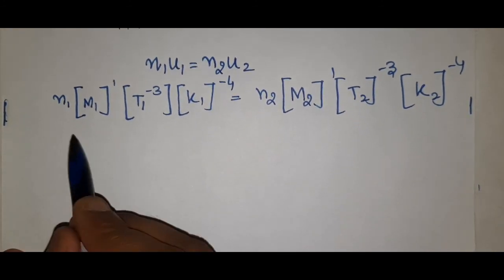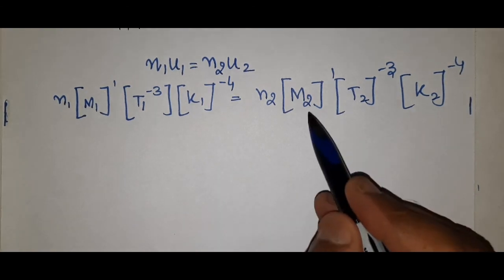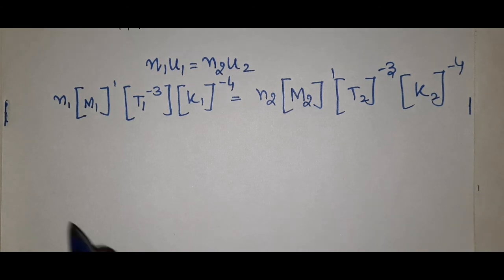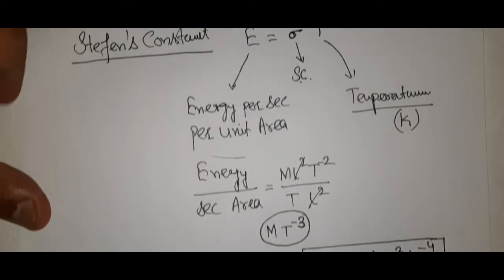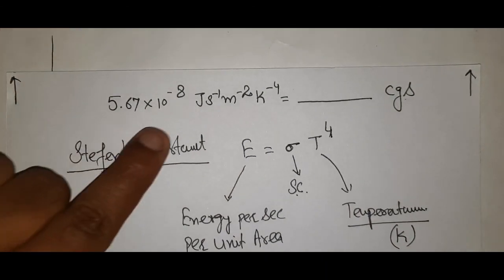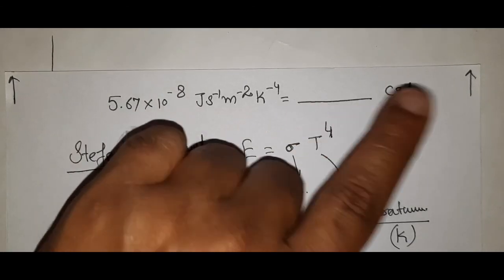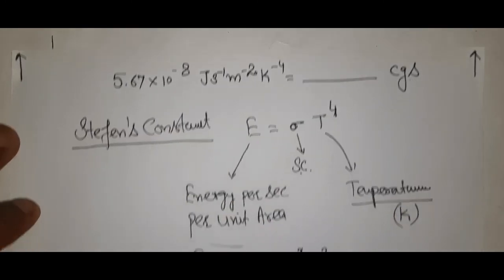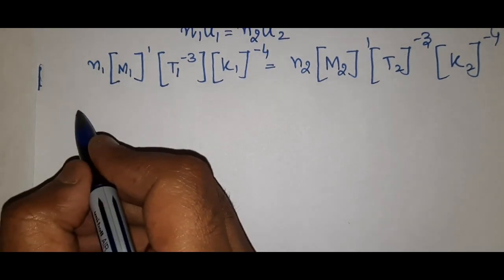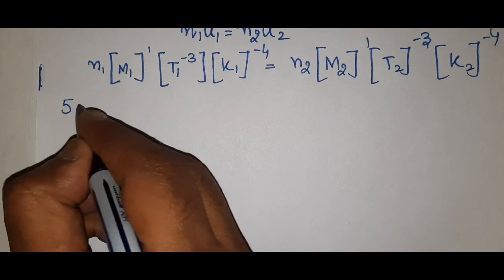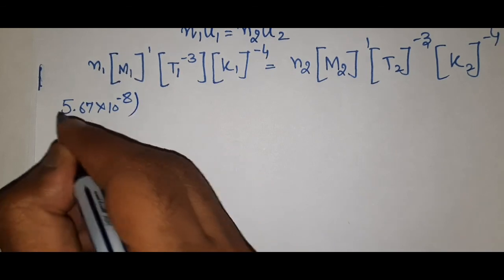Now placing all the values. Once again, this part is in SI unit, and this part is in CGS. Now what's the value of N1? As I gave you, that is 5.67 into 10 to the power minus 8. This is N1. This is your U1. N2 you have to calculate, and U2 is CGS. Fine. So let's take this. Now N1 is 5.67 into 10 to the power minus 8. This is your N1.